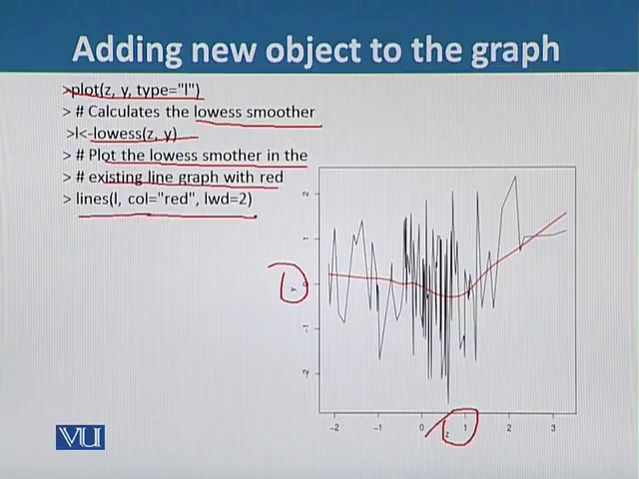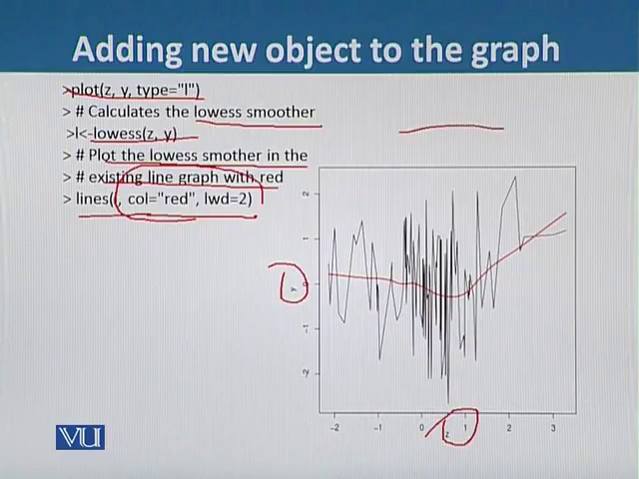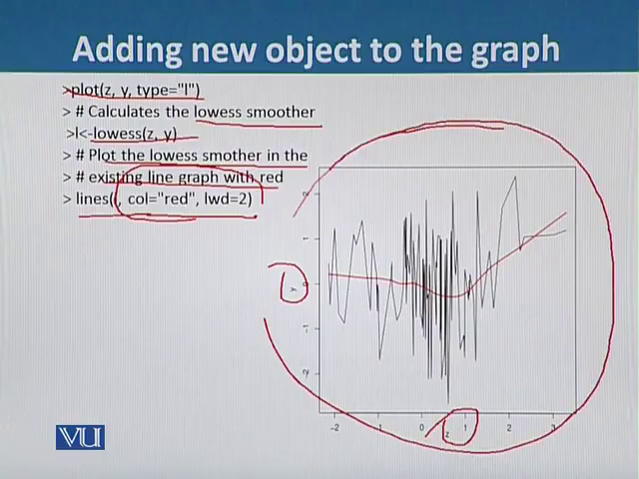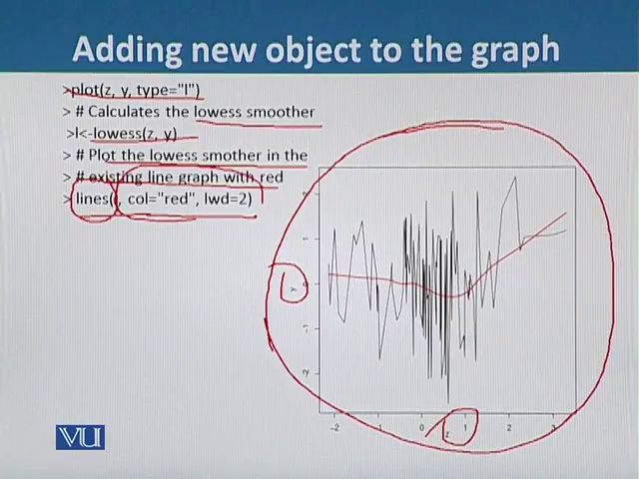It will plot the lowess smoother over the existing line graph with a red line. We give the arguments for the type of the line, meaning the width and the color of the line, so the color will be red. The graph is already present, so we have added a line, but in this case we use the command lines, not abline. By using this command, we can see there is a red lowess line that is generated.